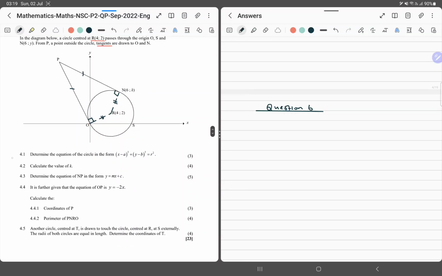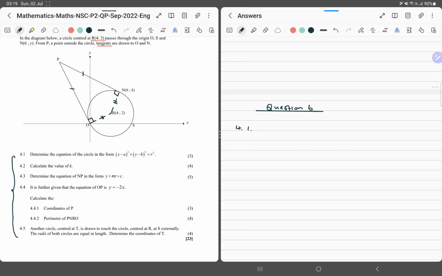Skim and scan these questions, guys, before you answer. Of course, when you're practicing, but you don't want to be caught out by silly things, so that you can see what approach you need. Again, do this when you're practicing so that it becomes second nature, so that you can do it faster. Determine the equation of the circle in that form.